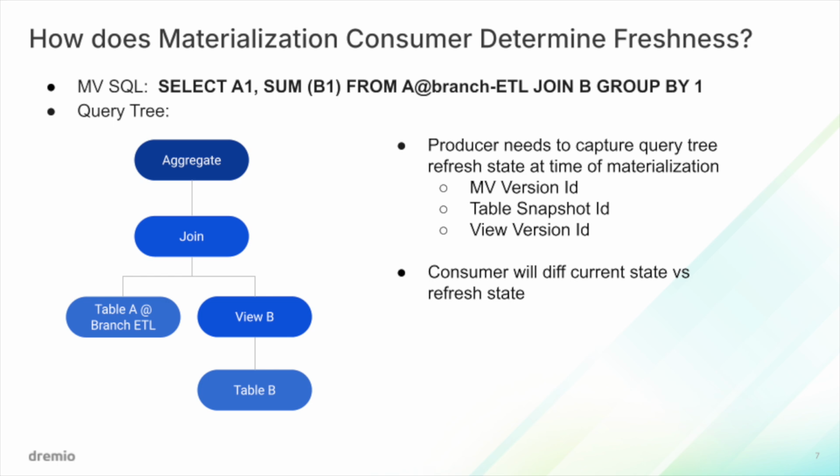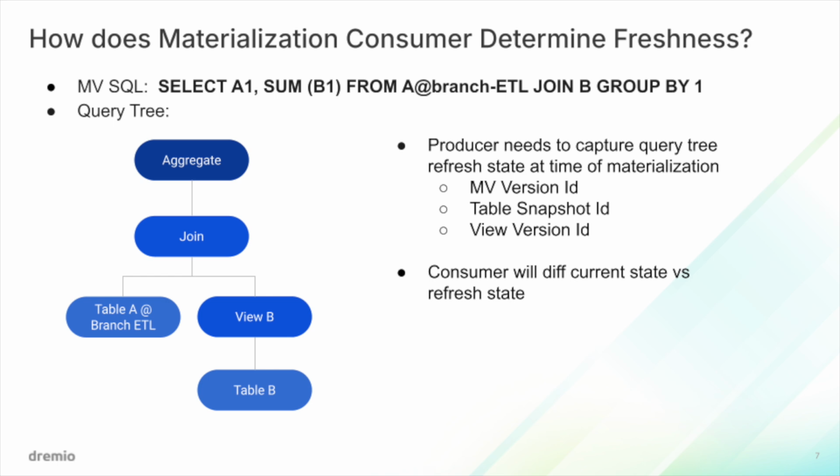Suppose you have a materialized view whose SQL statement was select A1, sum B1 from A join B group by 1. The planner is going to get the SQL statement, turn it into a query tree, and expand things out. So you might have a tree that looks something like on the left here. What you'll first notice is that table A is actually a reference to a branch named ETL. The planner has to resolve that particular ref to the latest snapshot on that branch. That is the snapshot associated with table A at the time of materialization. So that has to be reported.